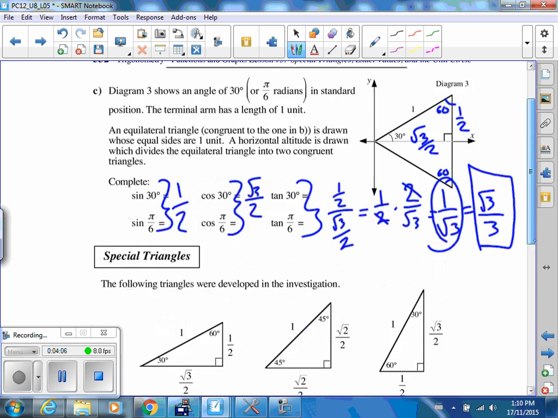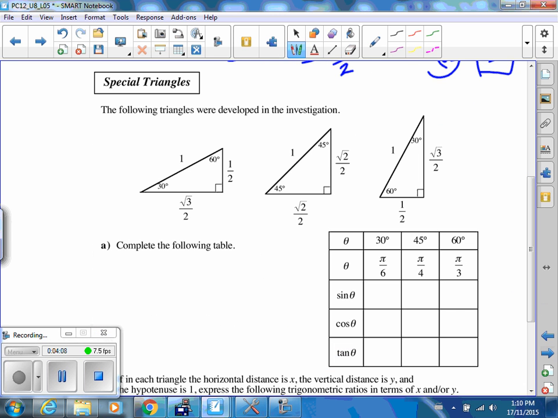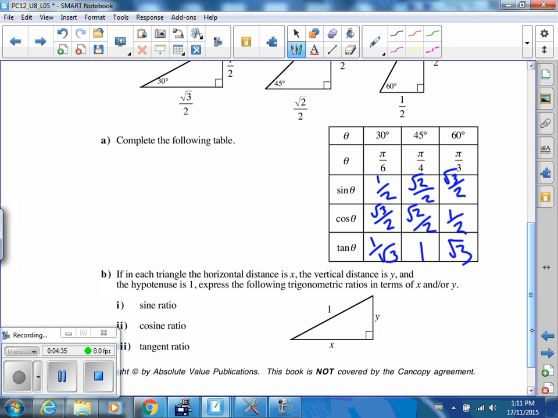Okay, so those are our special triangles. Here they go. This is 1/2, root 3 over 2, 1 over root 3, root 2 over 2, root 2 over 2, 1. What is this one? Oh, pi thirds. Okay, never mind. Root 3 over 2, 1/2, root 3. So those are all the values that we just got in our investigation. I'm not just pulling those out of my head.